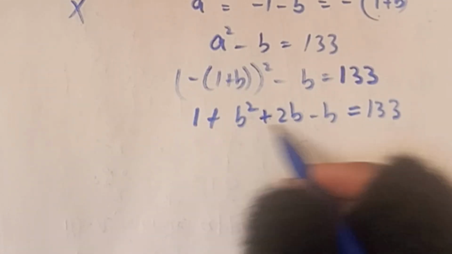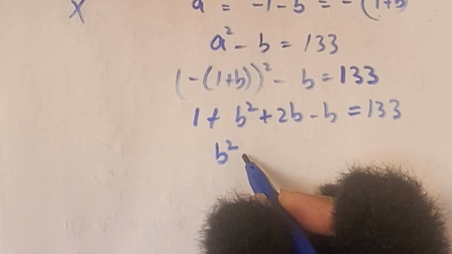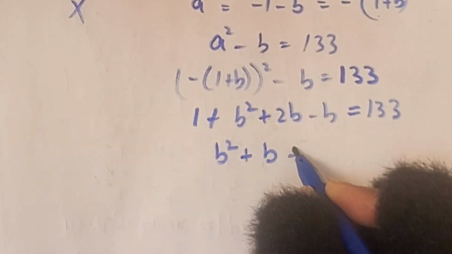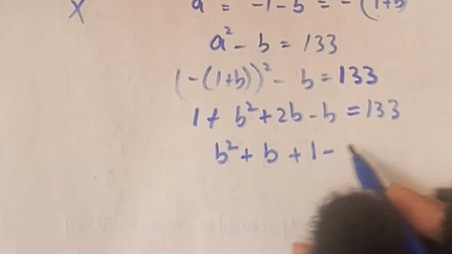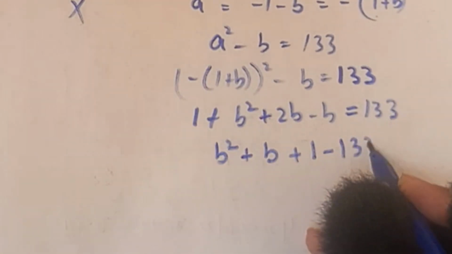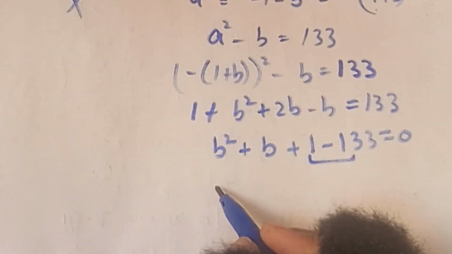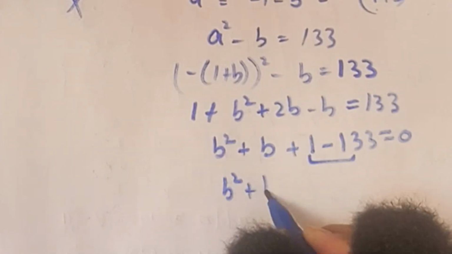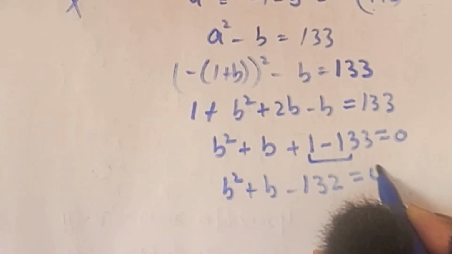And in the next step we solve this part, so this becomes b² + b + 1. If we subtract 133 on both sides, then we get b² + b + 1 − 133 = 0. Now we solve this value. So this is b² + b − 132 = 0.